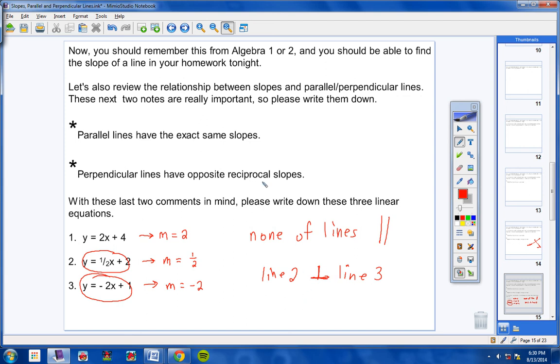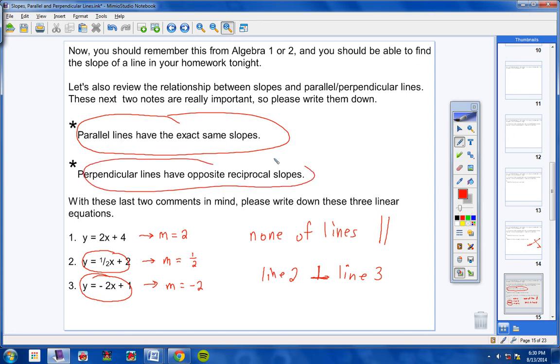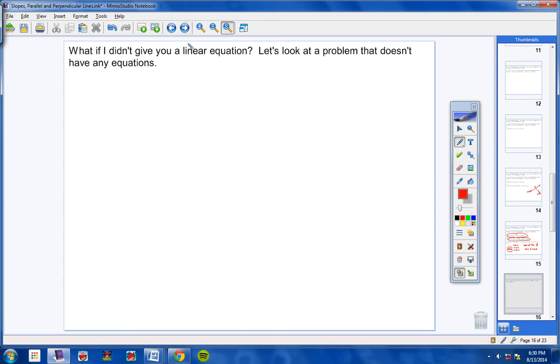Got it? So you need to know this, guys. This is very important. You'll be tested on this. Parallel lines have the same slope. Perpendicular lines have opposite reciprocal slopes. All right, let's continue on.